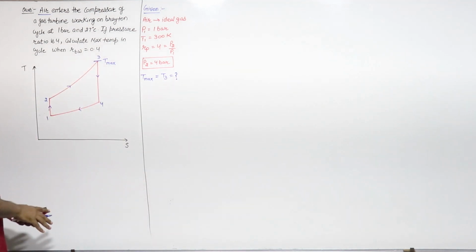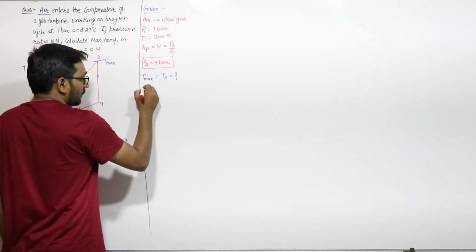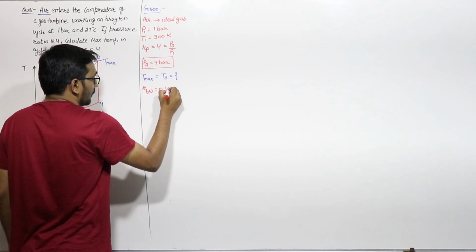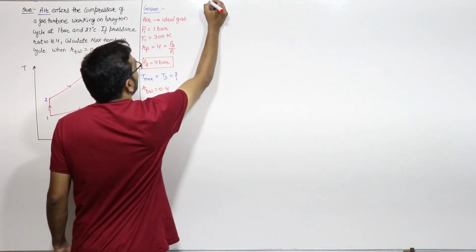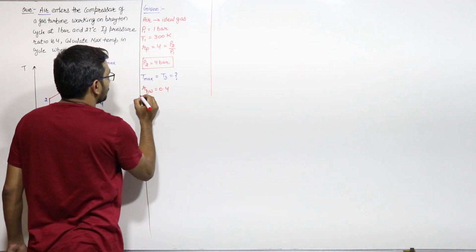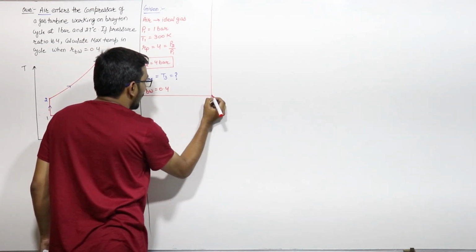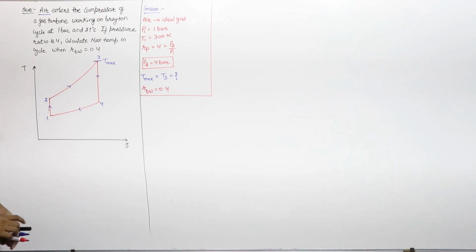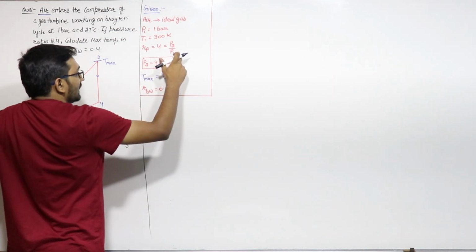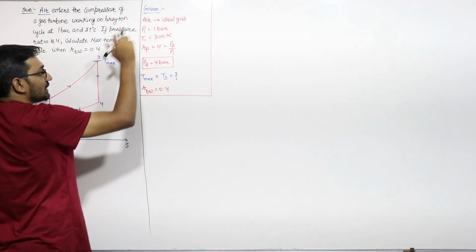The back work ratio is given as 0.4. So this is the data which is given to us in the question, and we have to solve for T3. First of all, let us start solving for the various temperatures. P2 is given, P1 is given, temperature T1 is given.